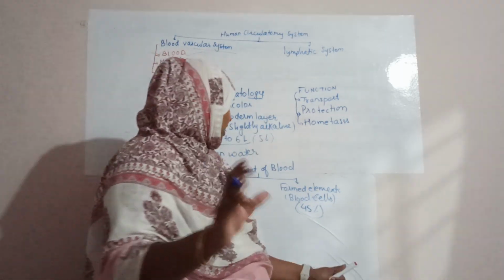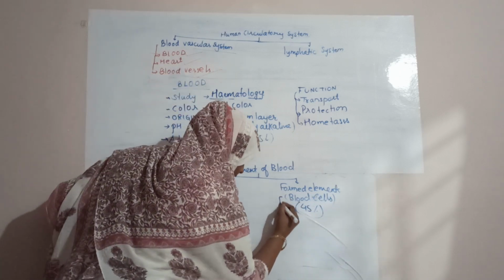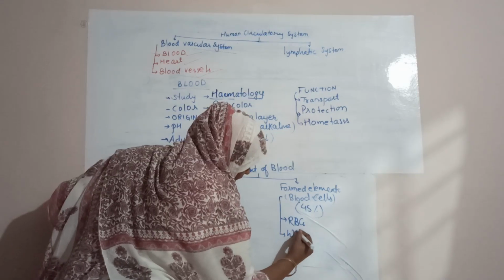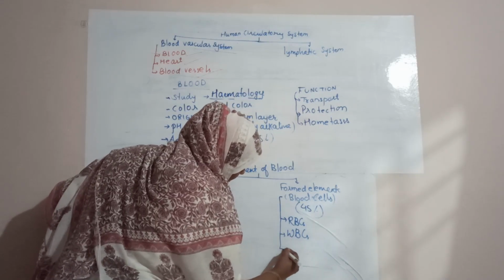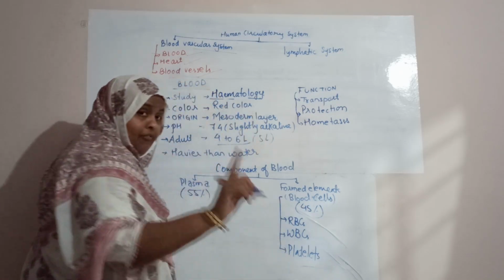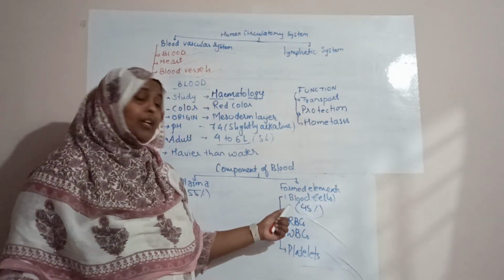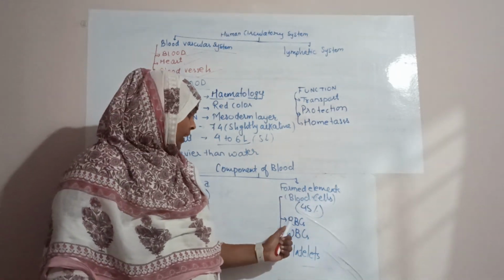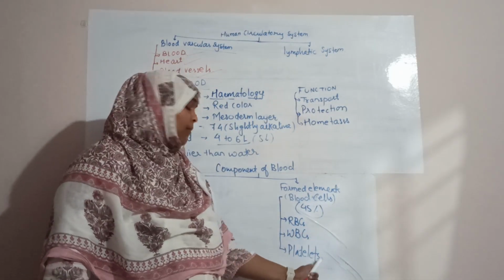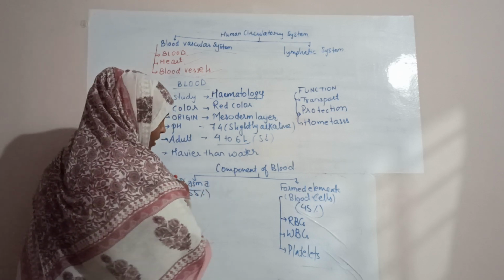In our body, how many types of blood cell are present? The first one is known as the RBC. The second one is known as the WBC. And the third blood cell is the platelets. Every blood cell performs a specific function. So three types: RBC, WBC and platelets. This is a PYQ question also.